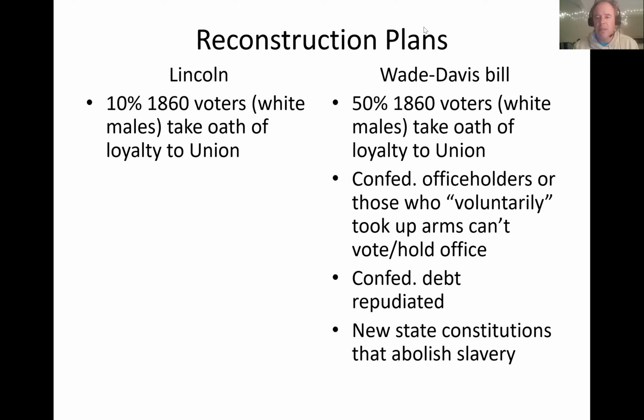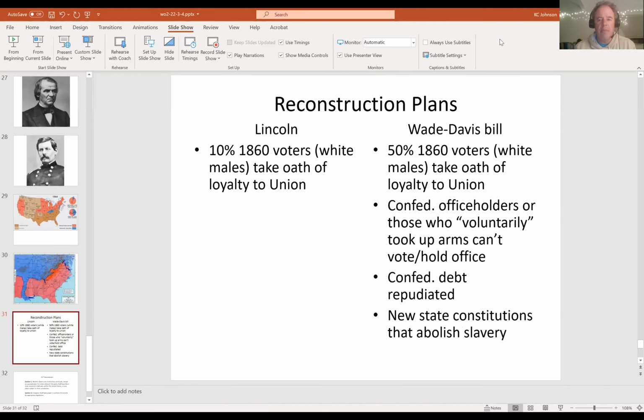And in the snippets for next week, we'll be looking at the path beyond Reconstruction.